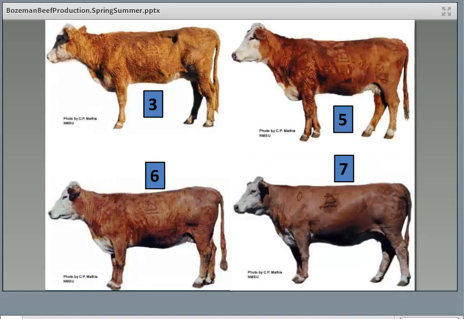So here are some pictures of a cool project from when I was in graduate school at New Mexico. The beef cattle specialist there did a fun project where he had some thin cull cows that some folks brought in, and then he fed those up and took pictures of them at different body condition scores. So we have this little Hereford cow here at a 3, 5, 6, and 7.